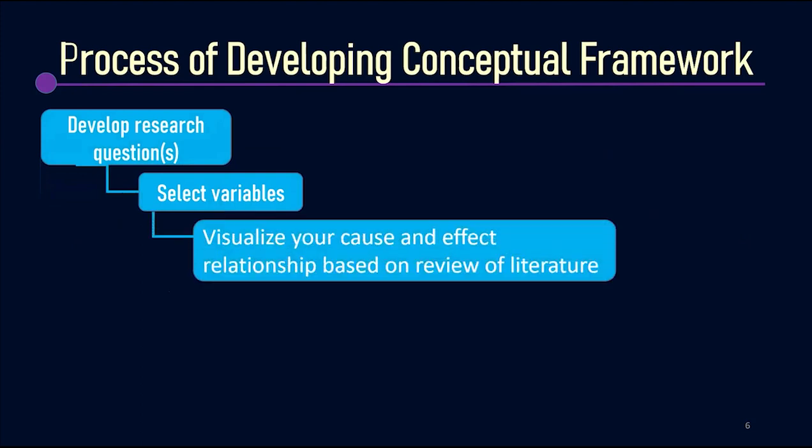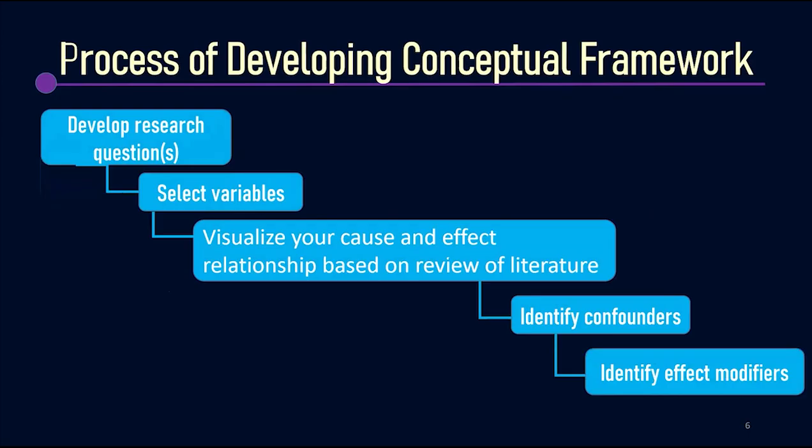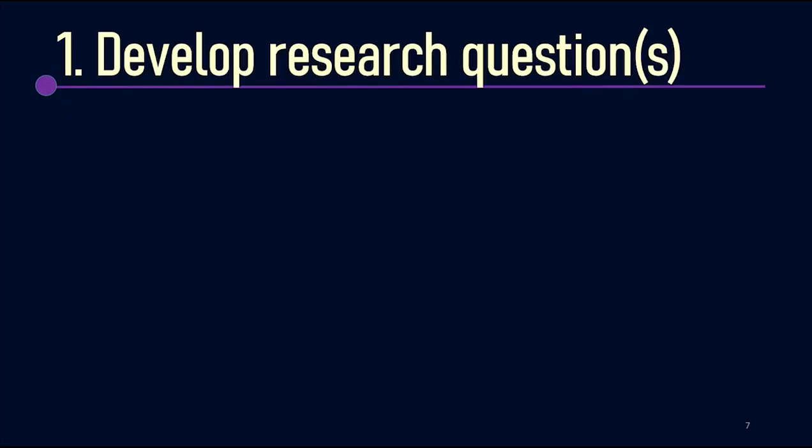Now let's go to the process of developing a conceptual framework. First, you develop research questions, then you select variables. Third, you visualize your cause and effect relationship based on review of the literature. Fourth, you identify confounders. And fifth, you identify the effect modifier. Then your conceptual framework will be ready. Let's go one by one.